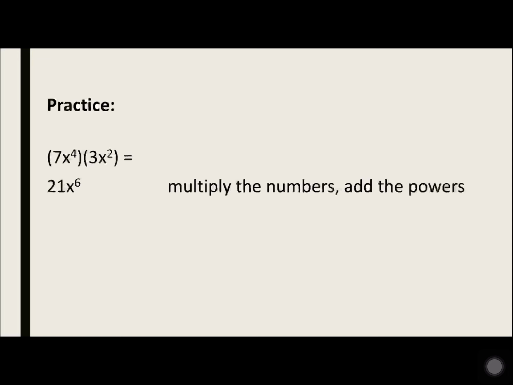Practice. 7x to the fourth times 3x squared. 7 times 3 is 21, and add the powers. x to the 4 times x squared is x to the 6. Imagine writing that out. You would have x times x times x times x for the first part. There would be 4. In the second part, you would have 2. 4 plus 2 more is 6.